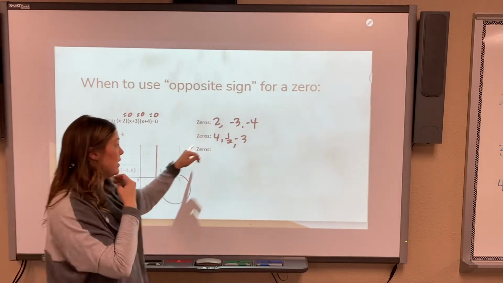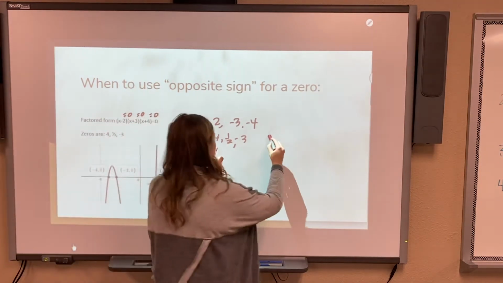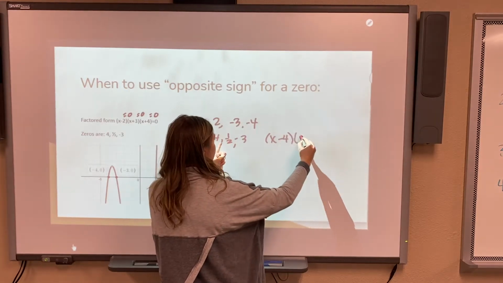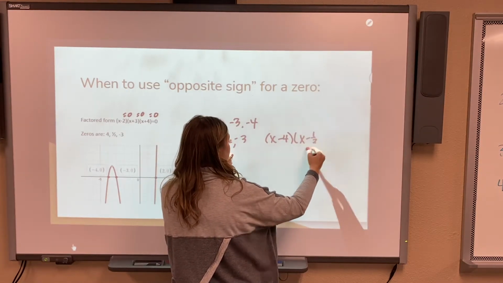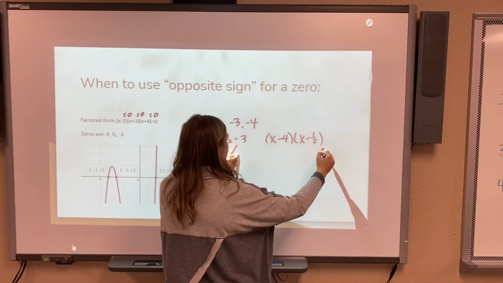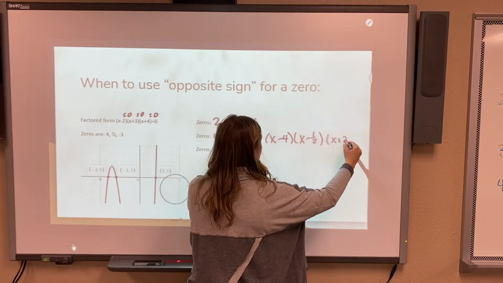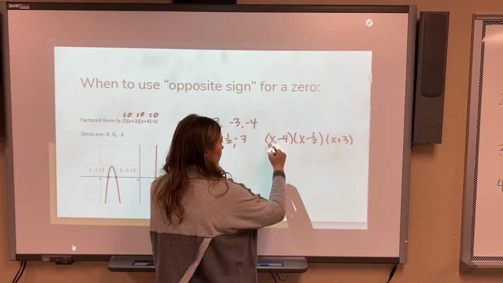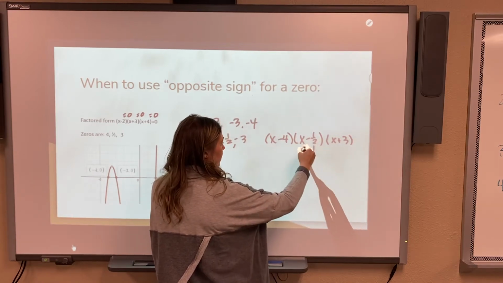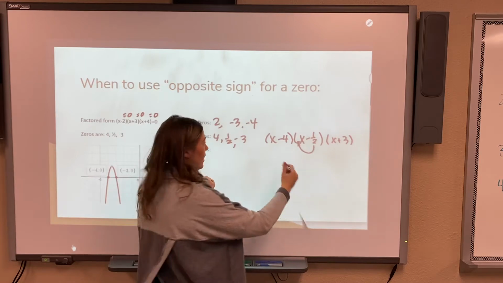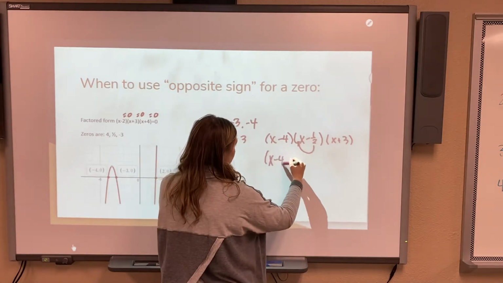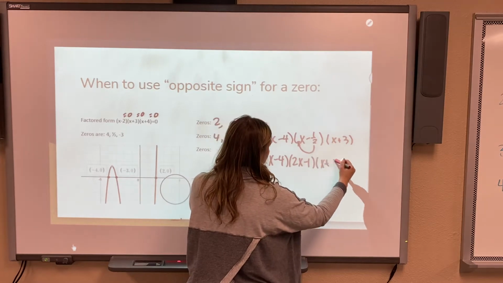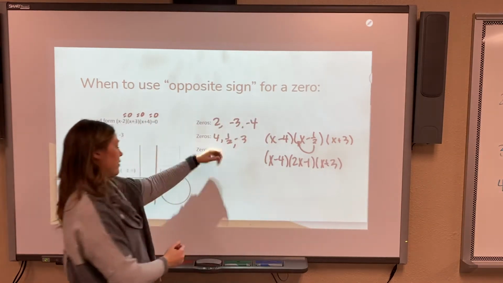However, if we need to put this in factored form, we would say x minus 4, okay, x minus 1/2, which we need to do something more with that, and then the x plus 3. If we have our 1/2, we're going to take that denominator and put it out front, so then this would be x minus 4, and then 2x minus 1, and then x plus 3. That would be your factored form of your zeros.